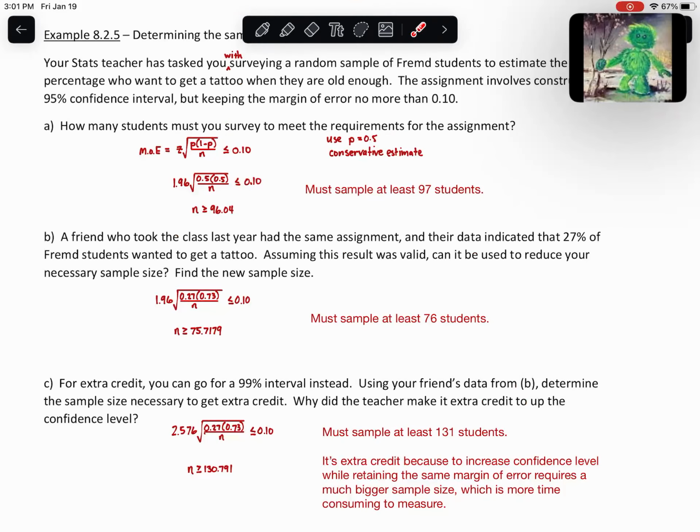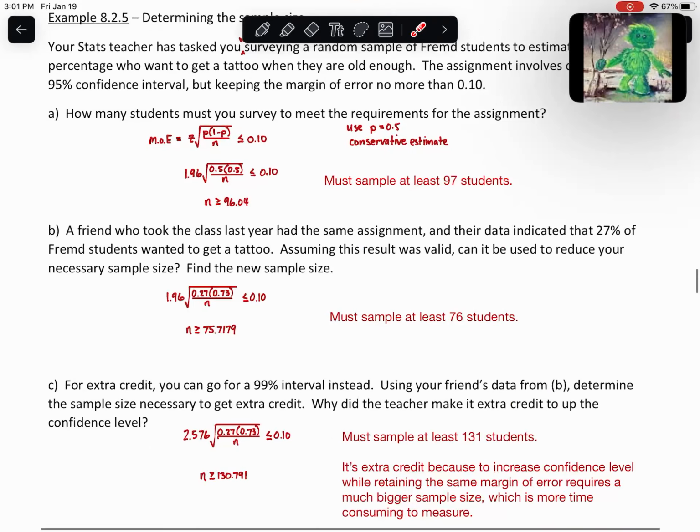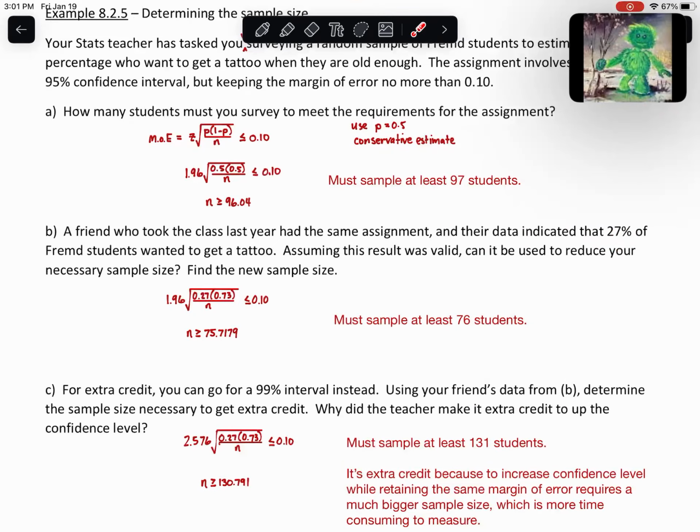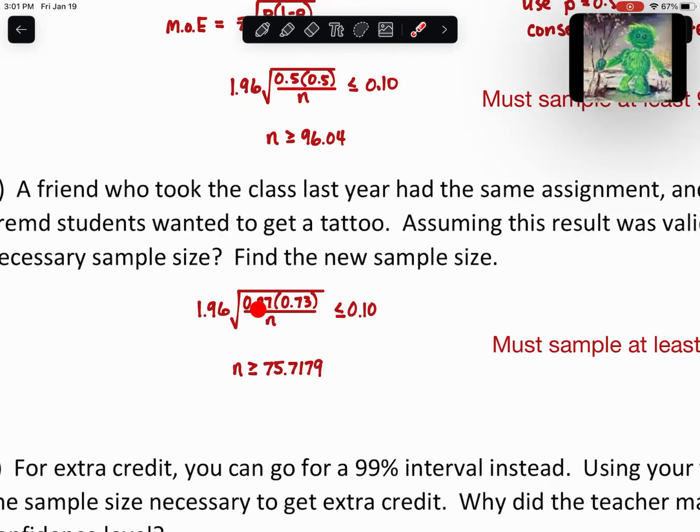I don't know. Anyway, we've got this friend from last year that already did this study. They have previous data that indicated 27%. That's a p-hat. It's not necessarily the right answer. But if we have prior data that suggests what p might be close to, we're going to use that instead of our conservative estimate. So the only difference between part A and part B is we have some extra info to go off of. I can use 0.27.